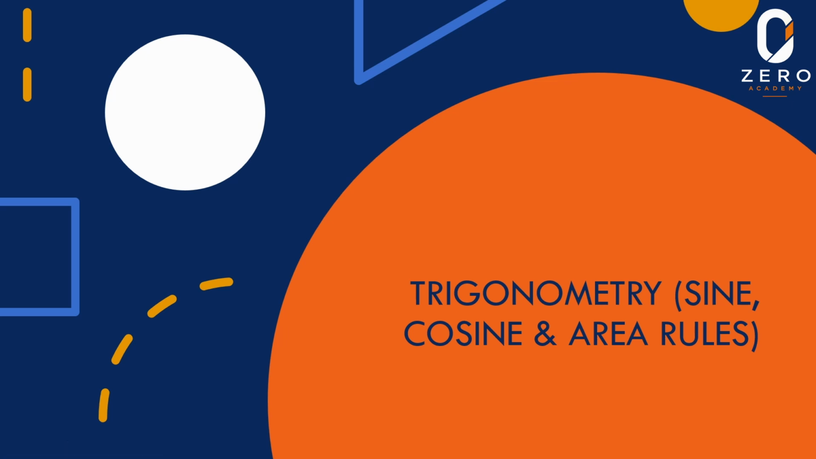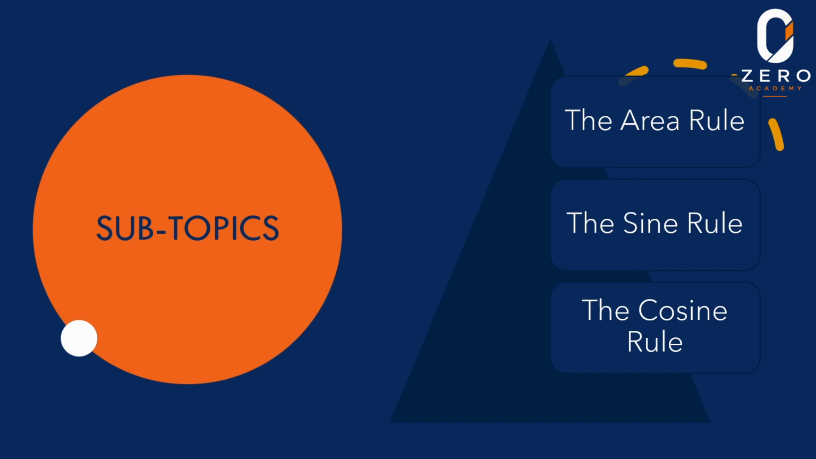Grade 11 trigonometry: sine, cosine and area rules. Should be a relatively long video, so without further ado, let's get to it. We're going to look at three subsections, that is the area rule, the sine rule and finally the cosine rule.